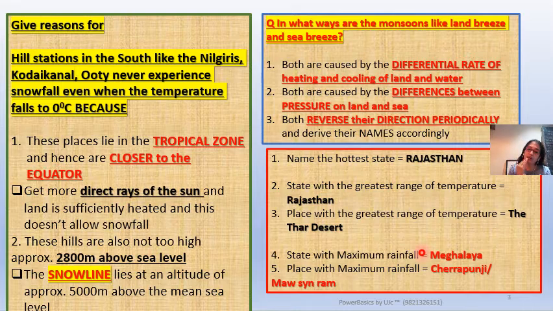So the state with the greatest range of temperature will be the same as the hottest, and the city or the place also will lie in that state. So you have Rajasthan and the Thar Desert. Okay, let's move ahead.